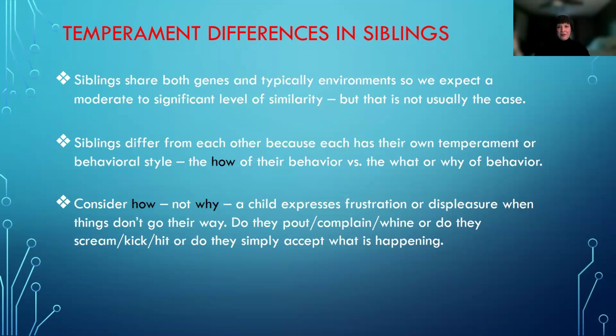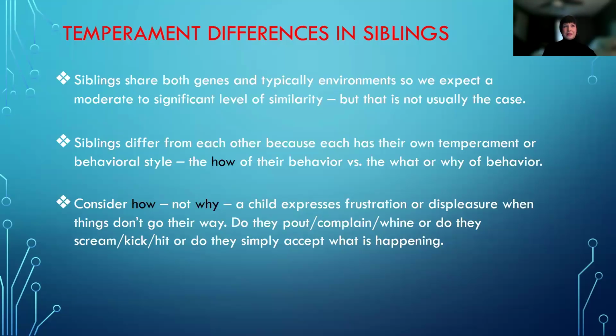Siblings share genes and environments, so we expect them to have a moderate to significant level of similarity. But that's not what usually happens. I remember having my first child and then thinking, even though I kind of knew better because I'm a human in the world, that my second child would be just like him. And it certainly was not the case.